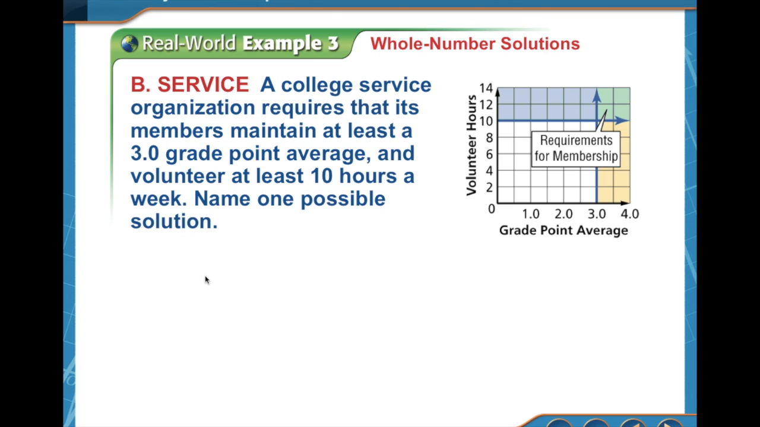Okay, so given that we have that graph, a college service organization requires that its members maintain at least a 3.0 and volunteer at least 10 hours a week. So they ask us now to name one possible solution. So you can name literally any combination of volunteer hours and grade point average that satisfies these requirements. So in other words, any GPA above 3.0 and any number of volunteer hours above 10 in unison will be true. So you can imagine any number of combinations of people.